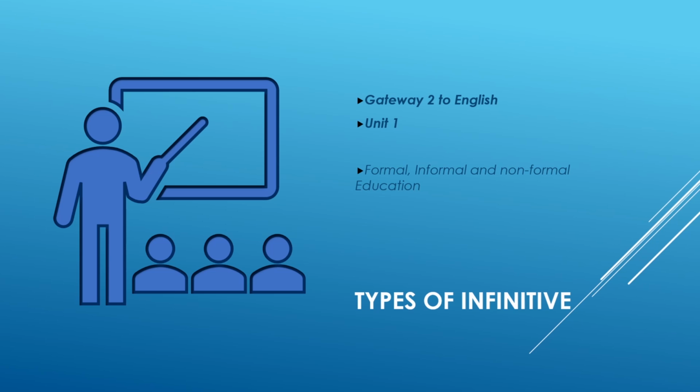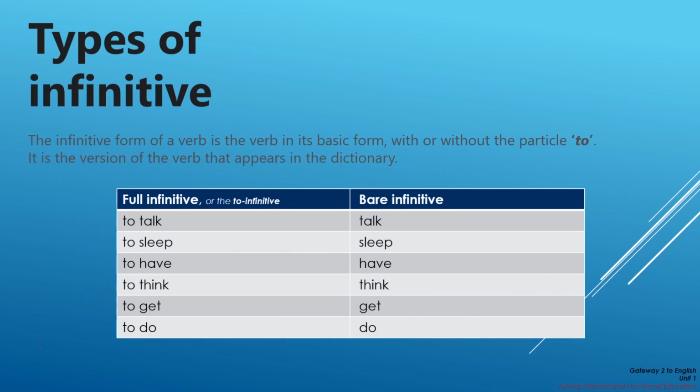Before we dive into our subject, we first have to get familiar with some terms that will make it easy for us to follow this lesson. Let's start with the infinitive. Types of infinitive. The infinitive form of a verb is the verb in its basic form with or without the particle to. It's the version of the verb that appears in the dictionary, for example.